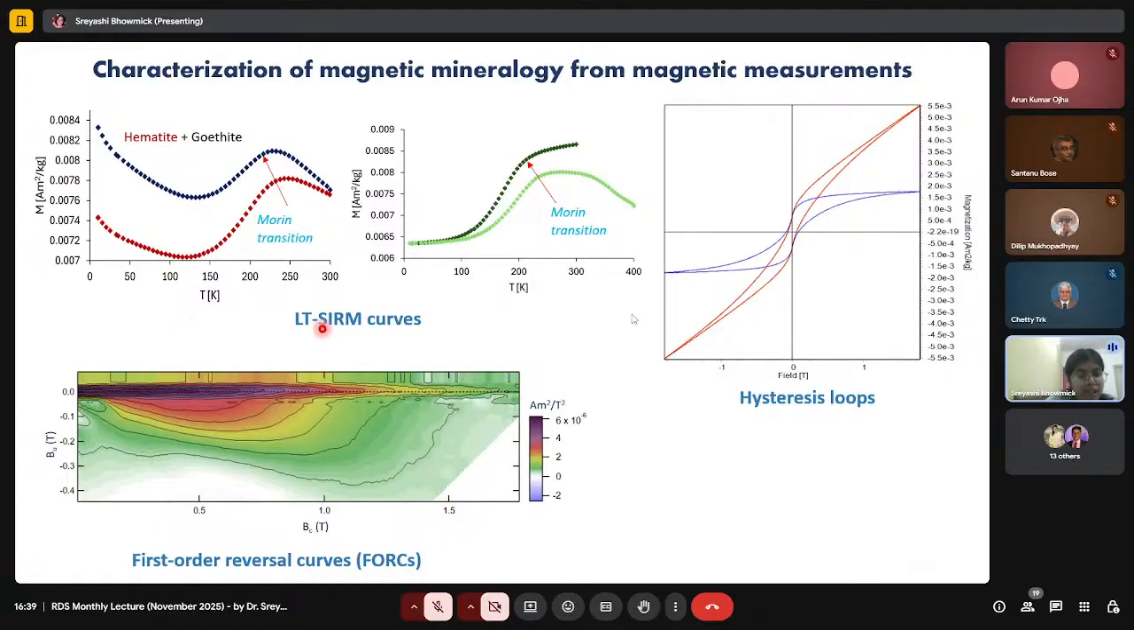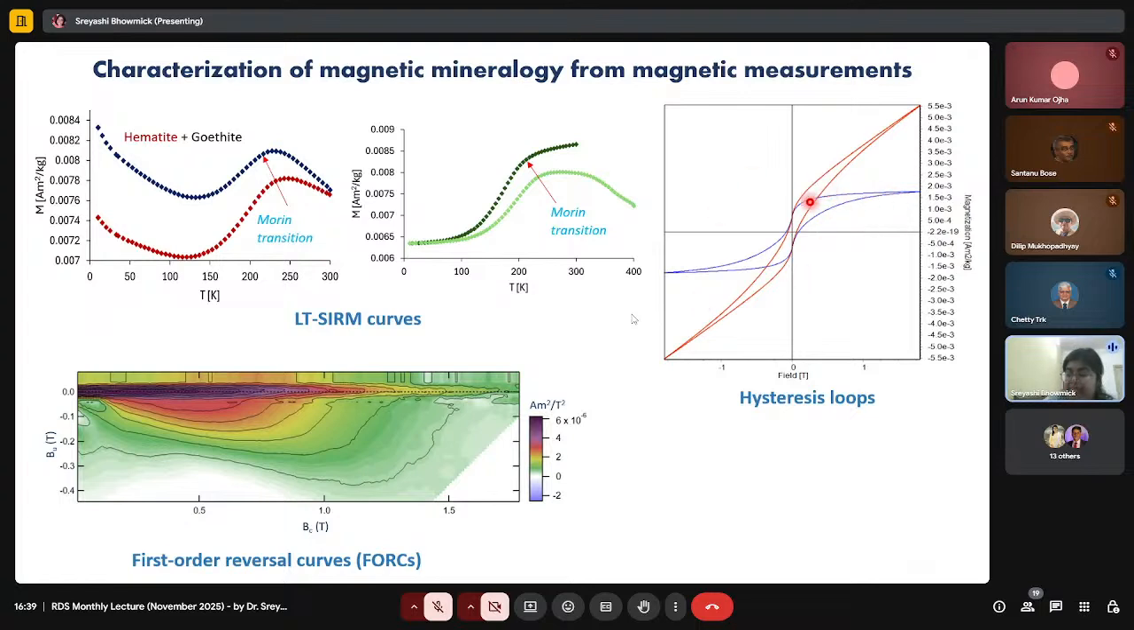Now, apart from the low temperature SIRM curves, we also perform the hysteresis measurements. Now, what is hysteresis? Hysteresis means lagging behind. So basically, we apply a very stable field to the magnetic grain. And this field is applied until the magnetic grain is saturated. And then the field is reversed from positive to negative.